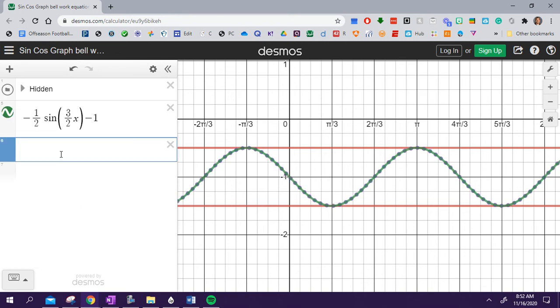Everybody go with the first one? Not too bad. Just kind of straightforward. We did that a lot on Friday. Now let's do the second one, a little bit tougher.